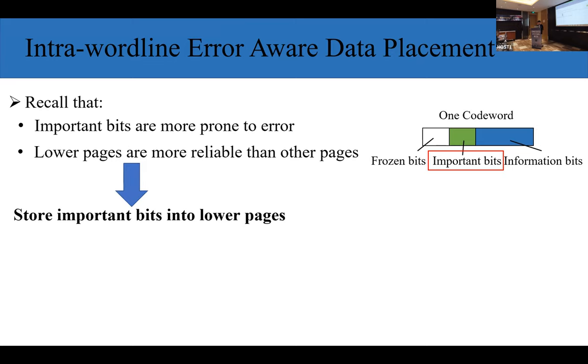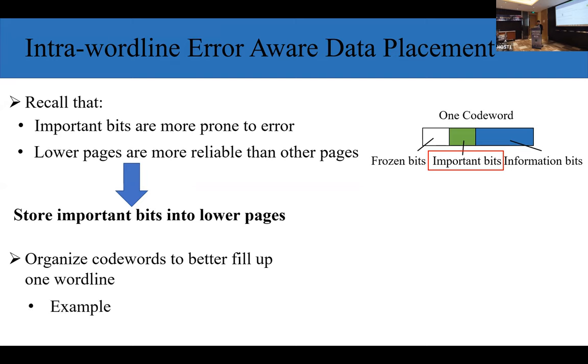Due to one-shot programming, 3D flash memory programs a wordline at once. Therefore, in our design, multiple code words are put into one wordline. Then we organize frozen bits, important bits, and information bits of these code words to better fit in one wordline. We show an example of the data placement scheme for 3D MLC flash.